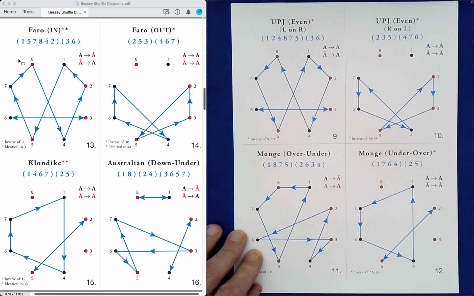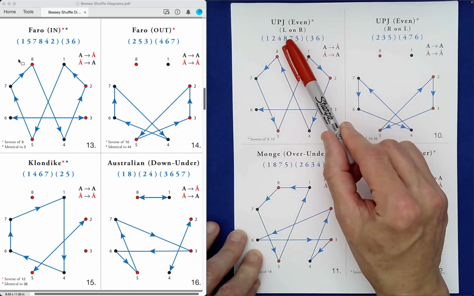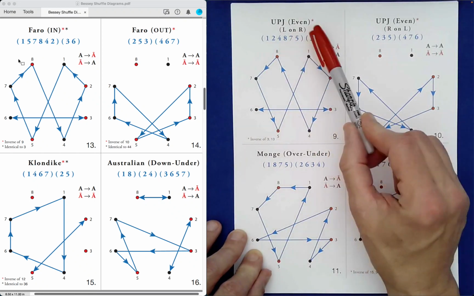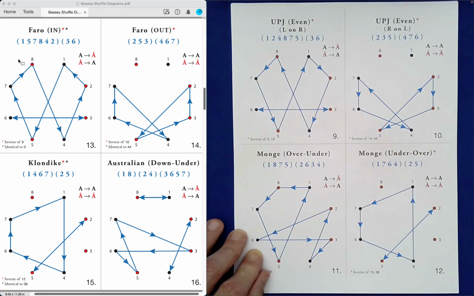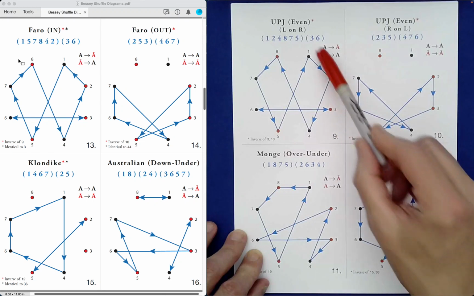So what this means then is if we perform the Pharaoh in shuffle followed by an even up jog for which we stack the left pile on top of the right, it will reset the packet to its original order. And vice versa, if we perform the even up jog with left pile placed on top of the right, followed by the Pharaoh in shuffle, that will also reset the packet to its original order. So these two shuffles are indeed inverses of one another.